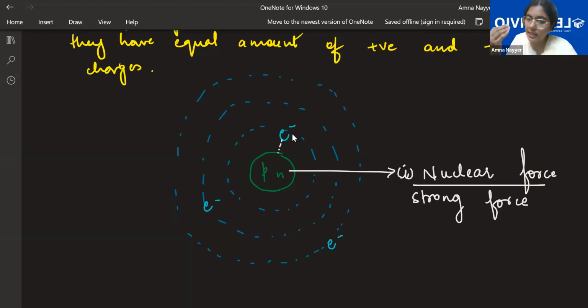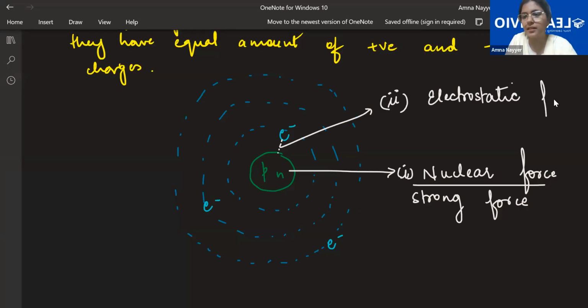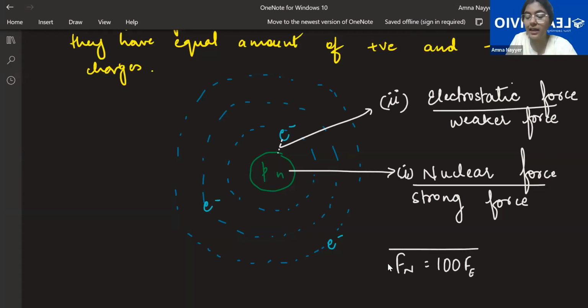So here, how are the electrons attached to the nucleus? This is your electrostatic force. The force that acts here is the electrostatic force. Now, this force is a weaker force in comparison to your nuclear force. If I give you the statistic, the nuclear force will be 100 times the electrostatic force if we take up the ratio. So this is how much they differ.